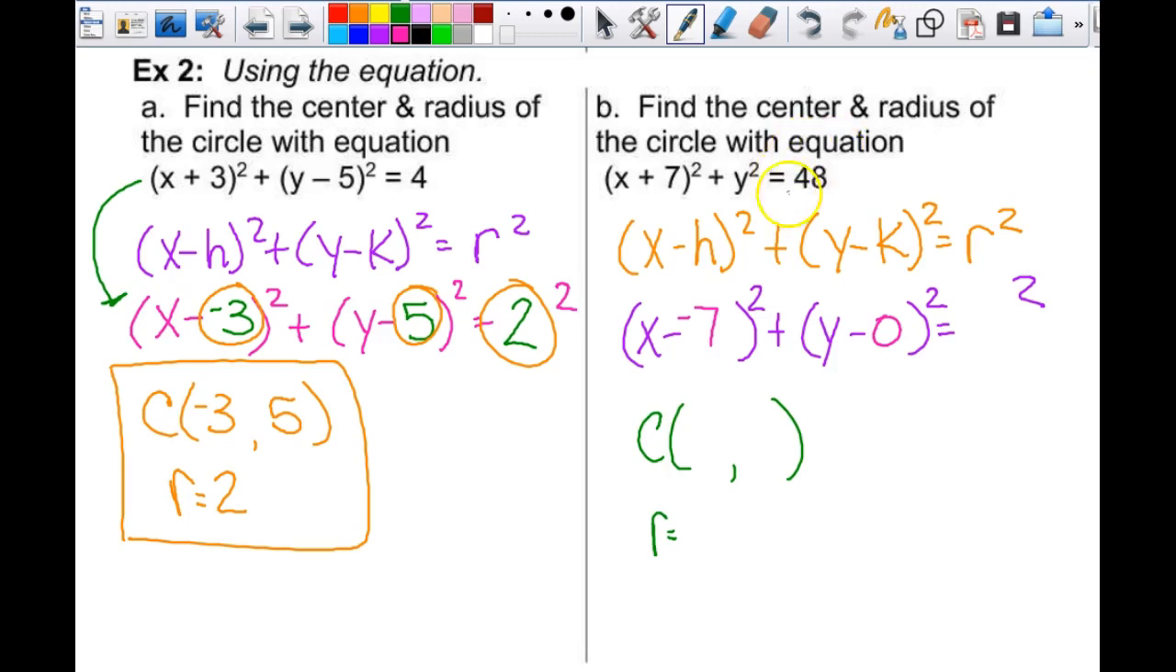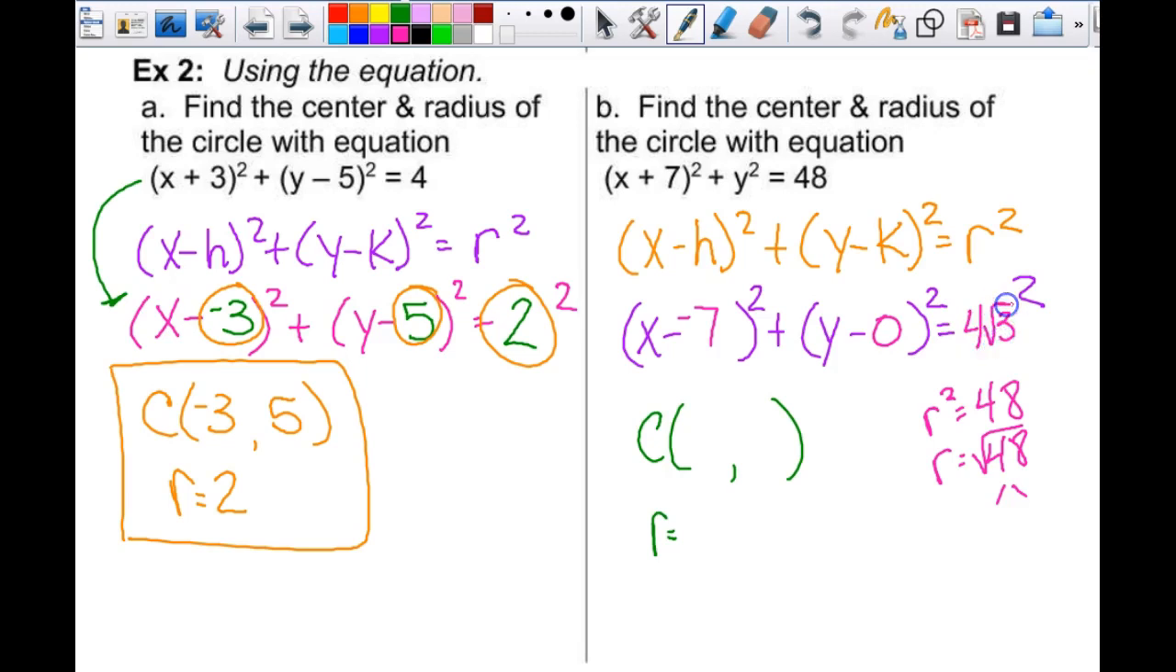Because am I supposed to take the square root of this? Yeah, because r squared equals 48, right? So r is the square root of 48. But have you ever been allowed to leave it like that? No. So you got to simplify it, right? And when you do that, you get 4 square root of 3.